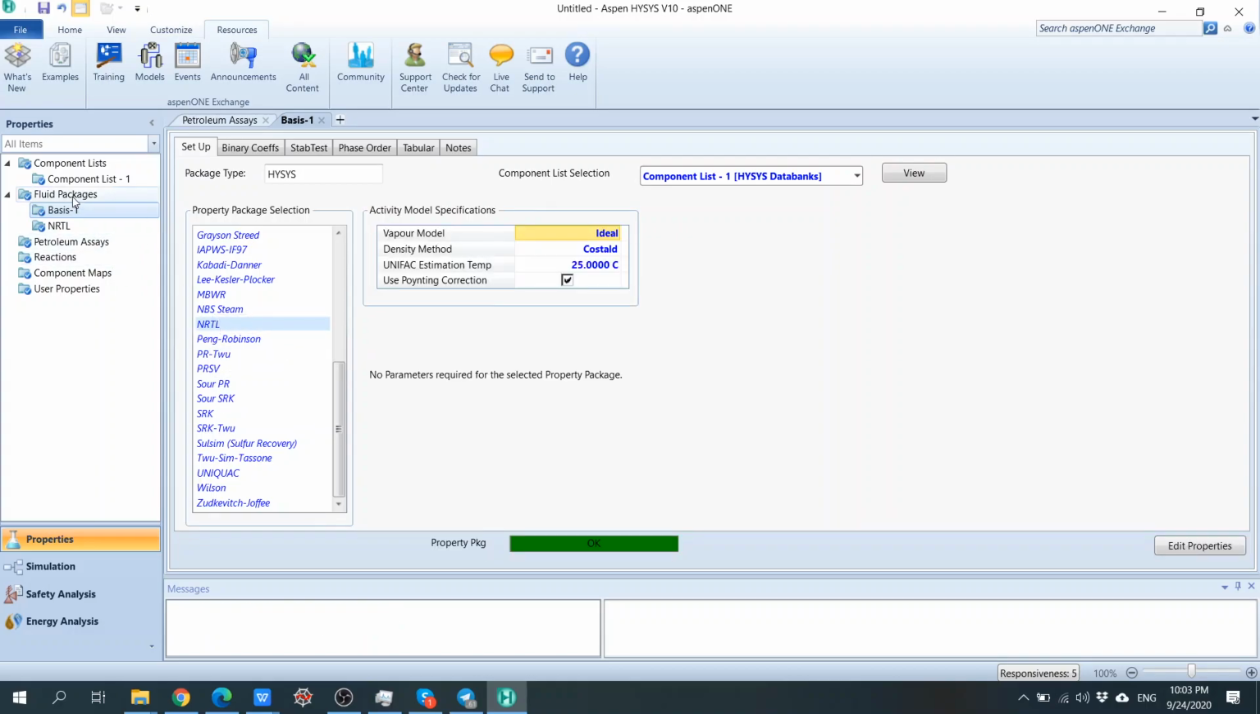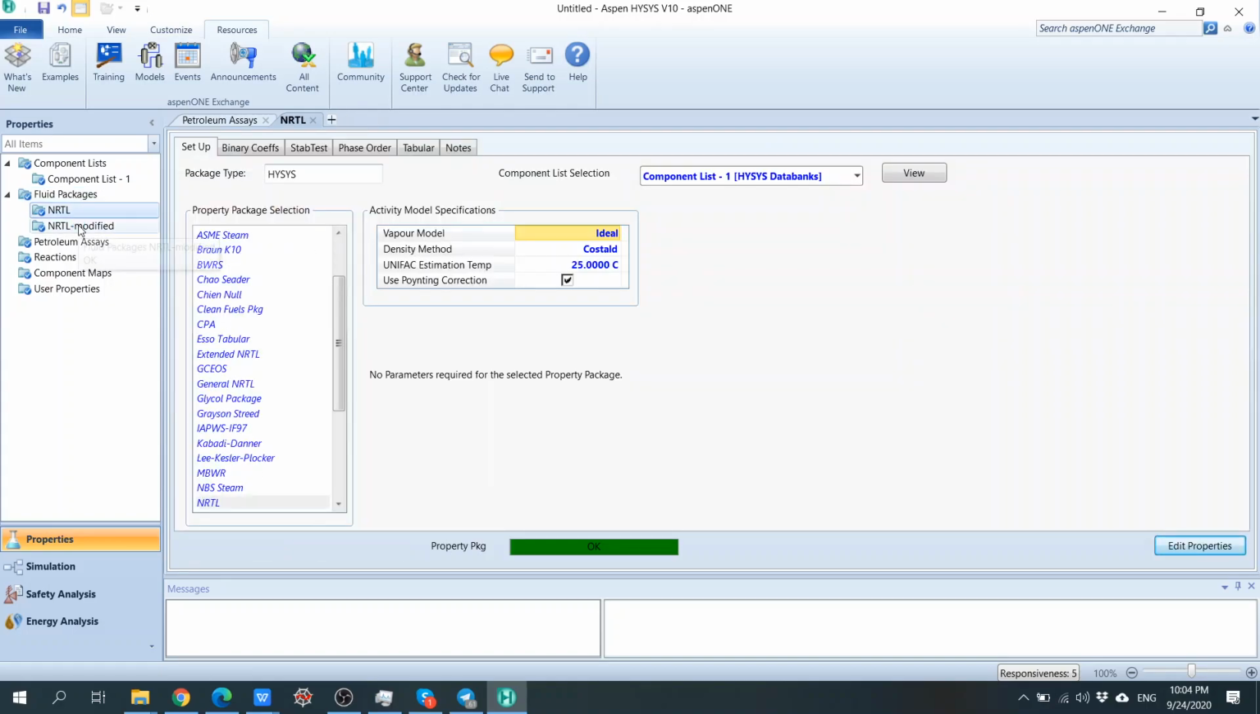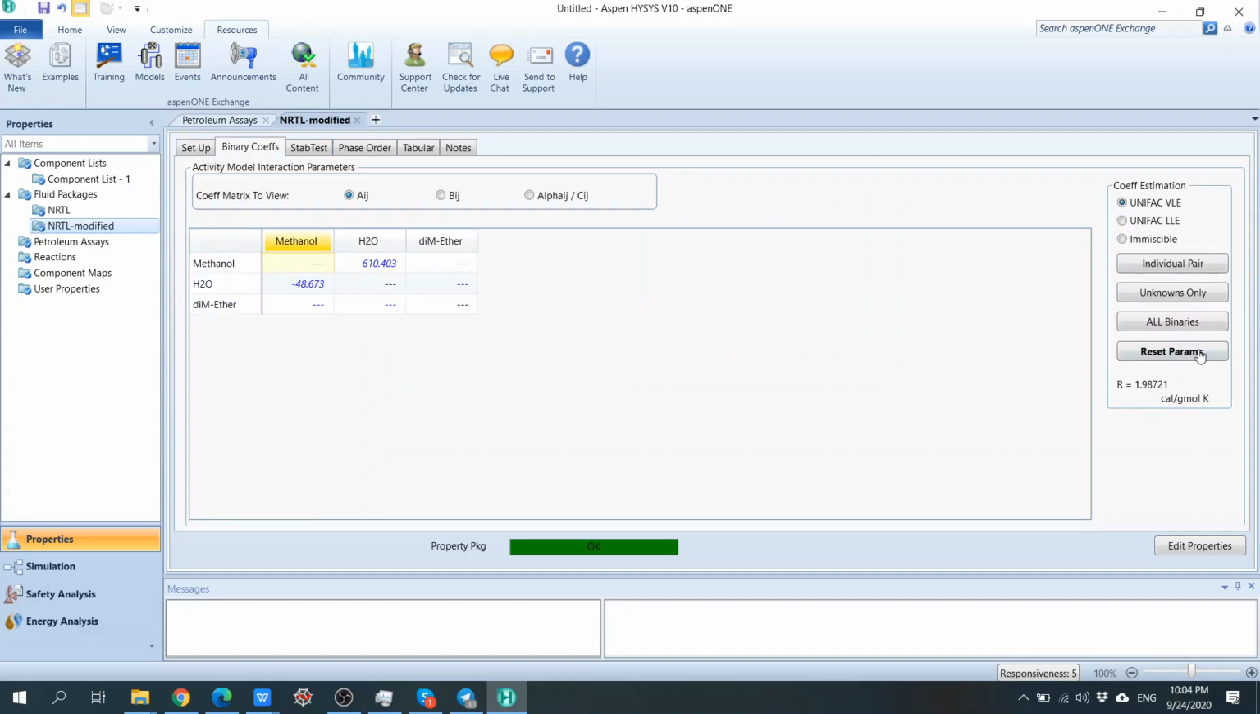Yeah, but then I will rename this NRTL modified. Okay, so this one we leave as it is, but the modified NRTL, double click on this one. The modified NRTL is the one for which we will estimate the missing parameters, and then we will see what the effect is.